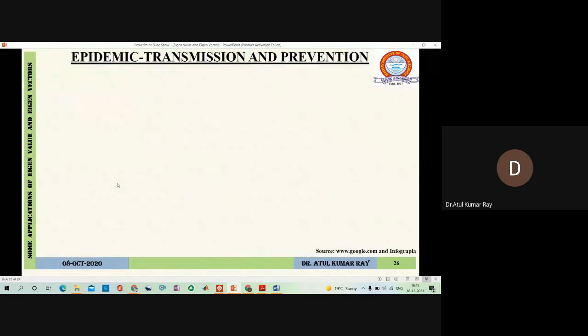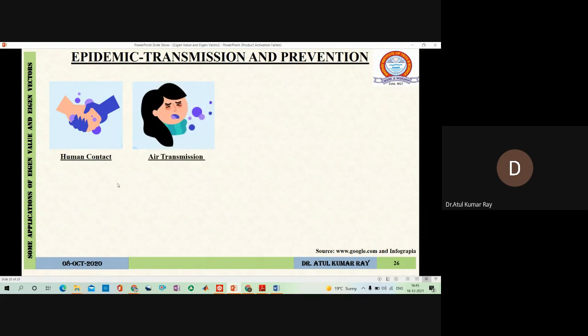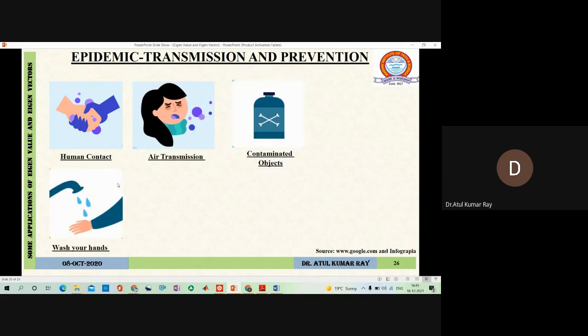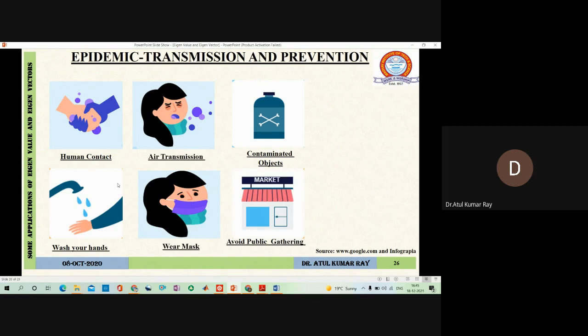Now there are certain things we need to follow. We should avoid this, and we should adopt this. If we are facing any problem, we just need to consult doctors.